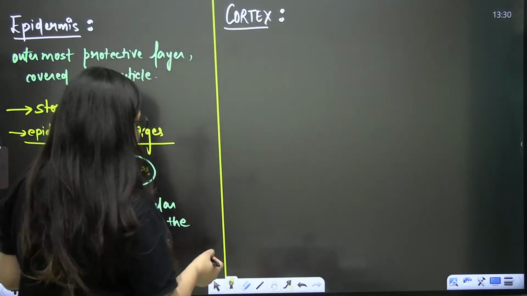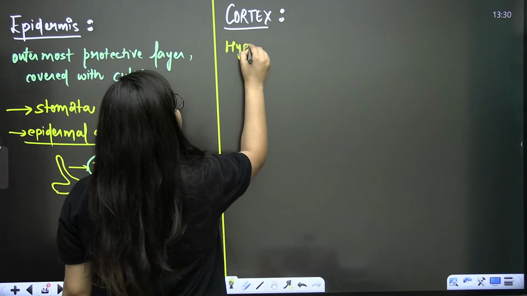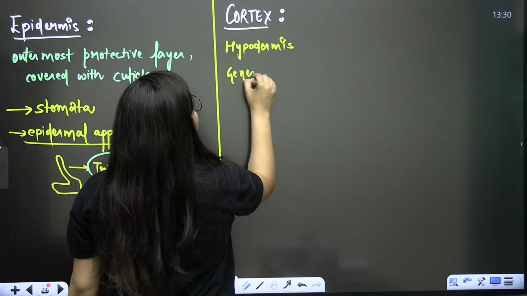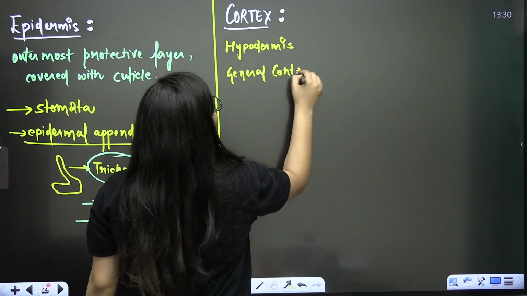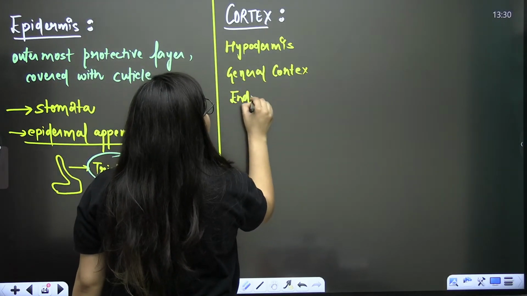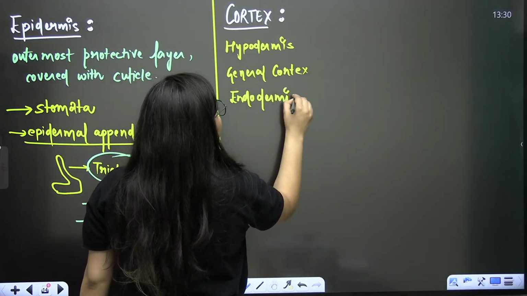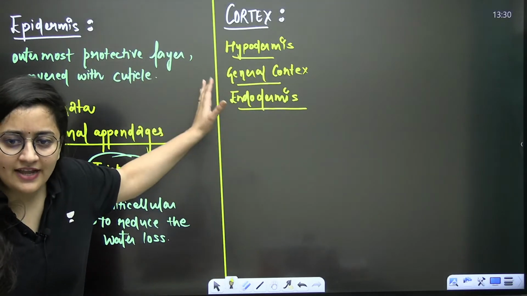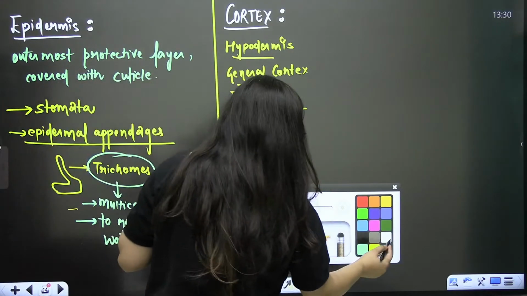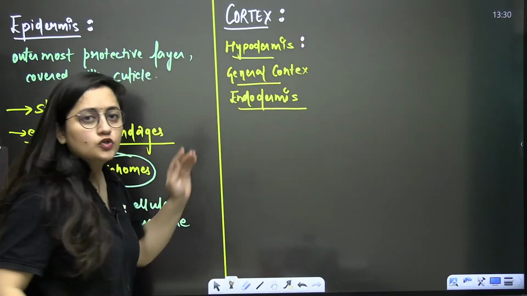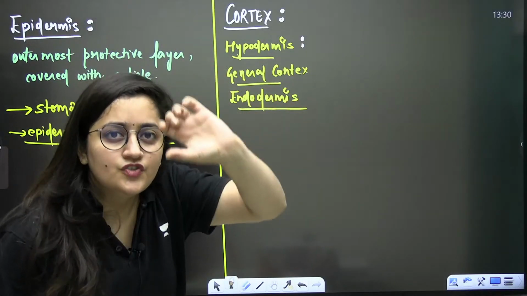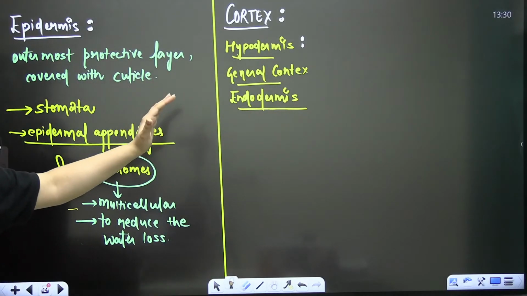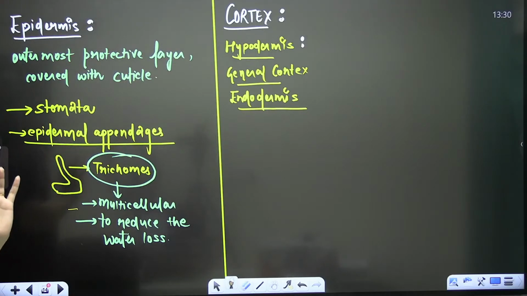Yes, so here the cortex is divided into hypodermis, general cortex, and here you will also see endodermis, and then in the case of dicot stem, pericycle and pith are also there. The hypodermis will be there. Hypodermis means the layers just below the epidermis. The layer just below the epidermis is your hypodermis.